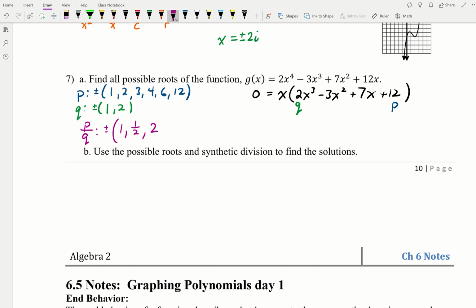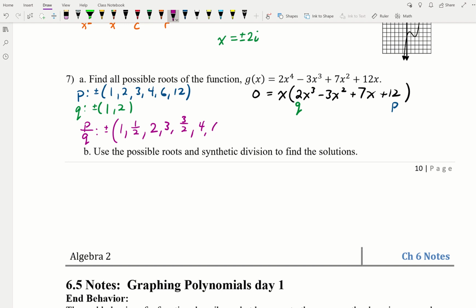2 divided by 2 is 1. Now, I've already got 1, so I'm not going to repeat it. 3 divided by 1 is 3. 3 divided by 2 is 3 halves. Then I go to 4. 4 divided by 1 is 4. 4 divided by 2 is 2, which I already have, so I don't rewrite it.